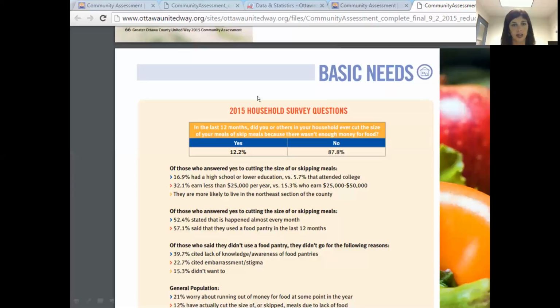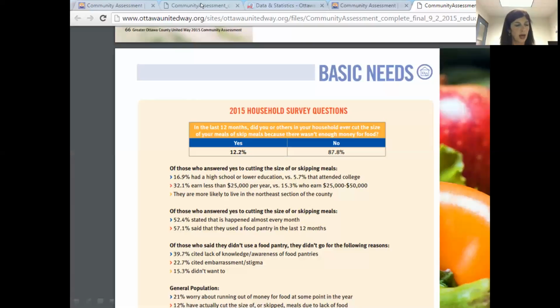And what we found when we got these results and did the analysis, if you look down to the fourth question, of those who didn't use a food pantry, why did they not go? And the largest percentage of people told us that it was lack of knowledge and awareness of food pantries. We'd heard some of that before, but this sort of rang through loud and clear, showing us that we really did need to get out there and promote our food pantries more and make people aware of where they were located and when their hours were and their eligibility requirements.